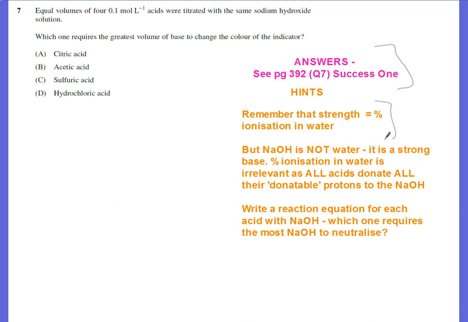What is strength? Remember, it's percent ionization in water. But don't forget, sodium hydroxide is not water. We're actually not adding these acids to water, we're adding them to sodium hydroxide. It's a strong base. Therefore, percentage ionization in water is irrelevant because all acids donate all their donatable protons in sodium hydroxide. So write an equation for each. Which one requires the most sodium hydroxide to neutralize?